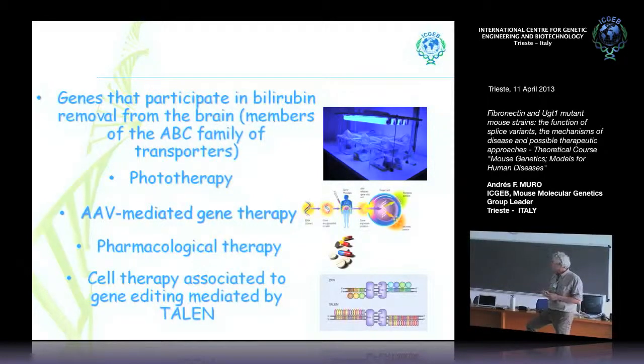Since the mouse is a very powerful model in which we can breed and make double and triple knockouts, we selected a set of candidate genes to see if the disease was modified by the presence or absence of this gene. We also studied phototherapy, and we also focus on gene therapy and pharmacological therapy. This part we are starting, so I'm not going to talk about this. The idea is to do gene editing that could be mediated, as we have seen yesterday in the talk of Wolfgang, by TALEN.